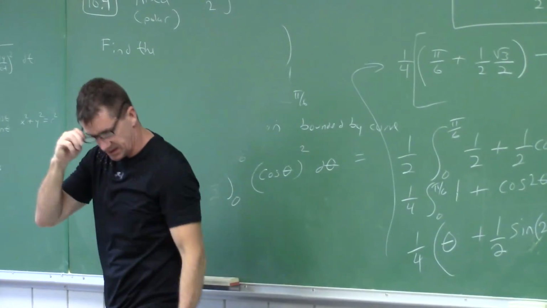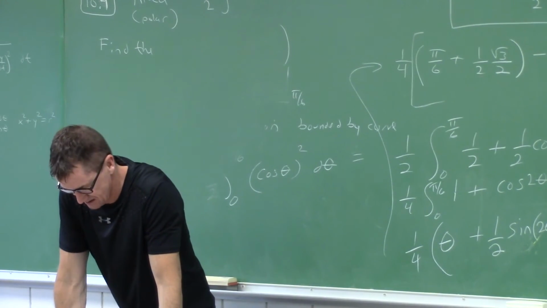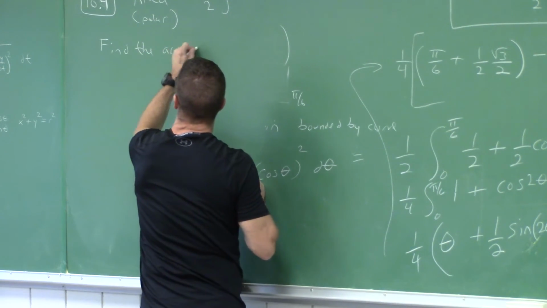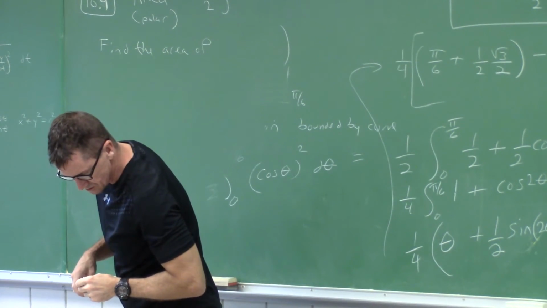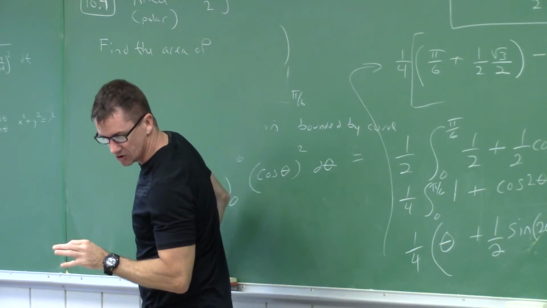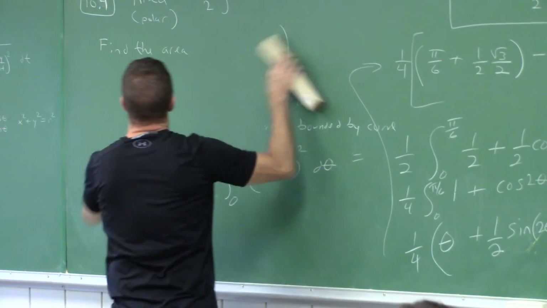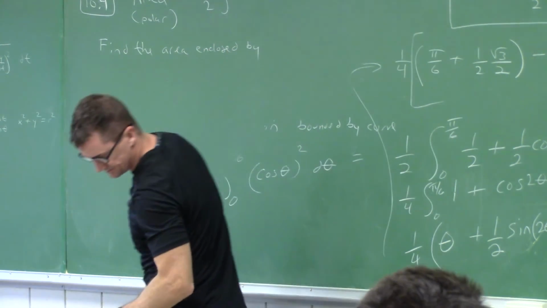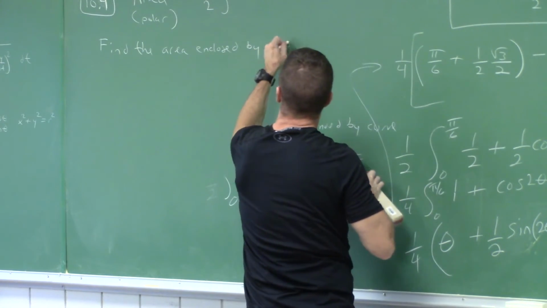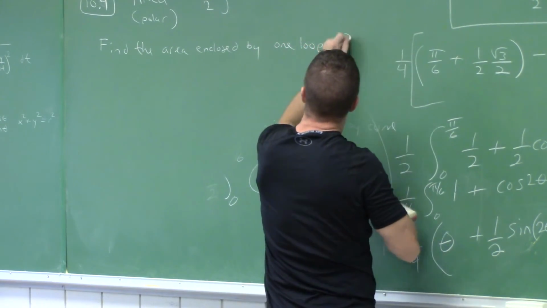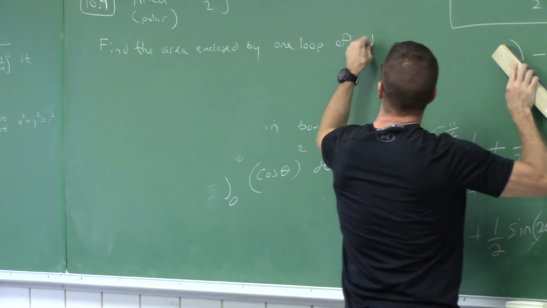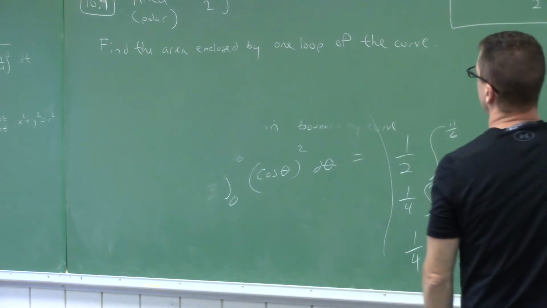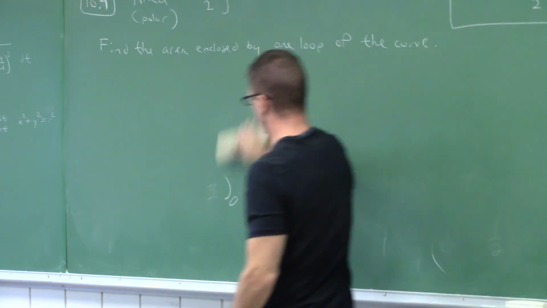I'm going to a problem that's like number 17. Find the area, or 19. Find the area of the region enclosed by one loop of the curve. I want to use the exact words. Find the area enclosed by one loop of the curve.